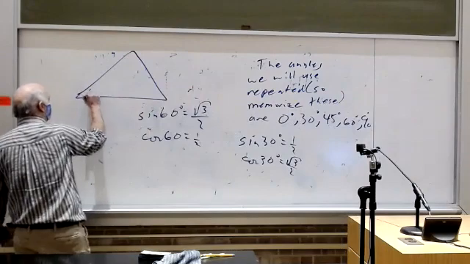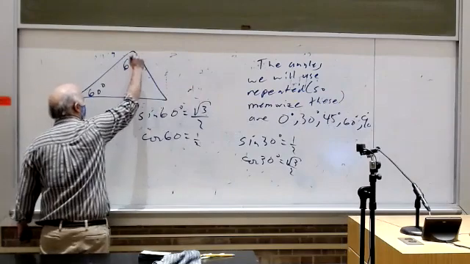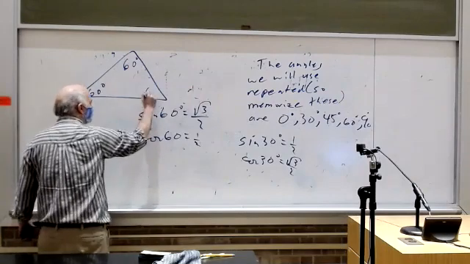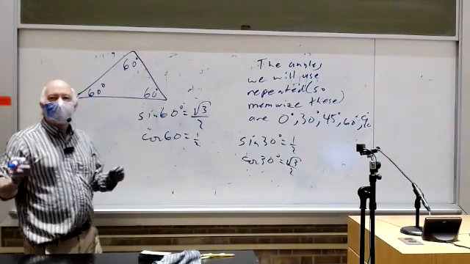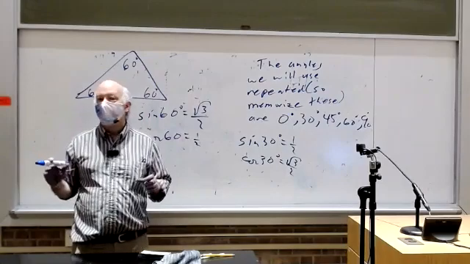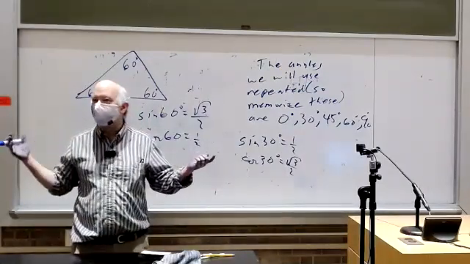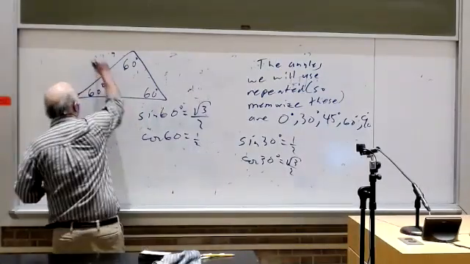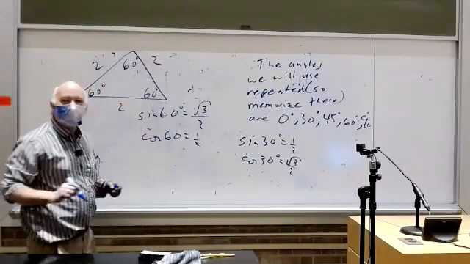Equilateral triangle. If this is 60, this is 60, this is 60. What do you know about the sides of an equilateral triangle? They're the same. So we're going to pick a value that works out well. 2, 2, 2.